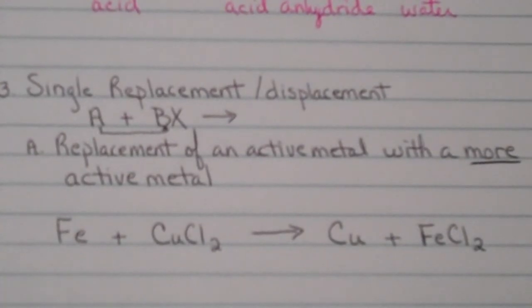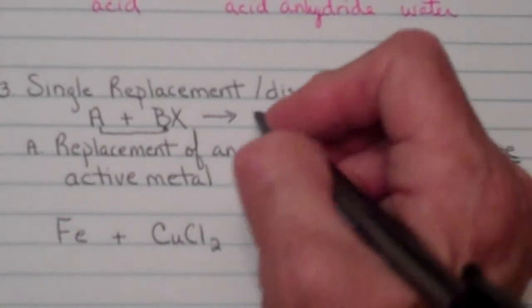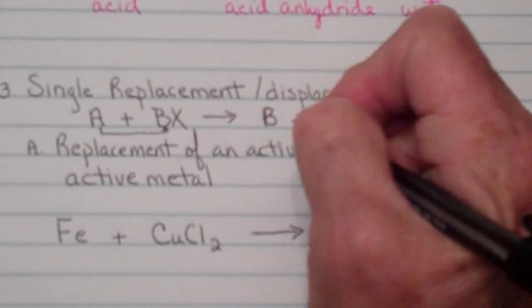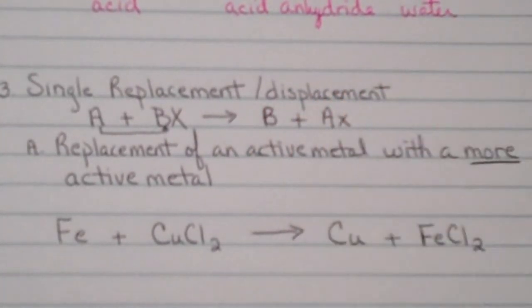Here, we're going to have a onesie combining with a twosie. And by using A, I'm saying that I associate this with a positive substance. We're going to exchange the positives. The A and the B will exchange, and the products that I will form will be B plus AX. The order does not matter. You could write AX plus B. And a good example of this is the replacement of a metal by a more active metal.